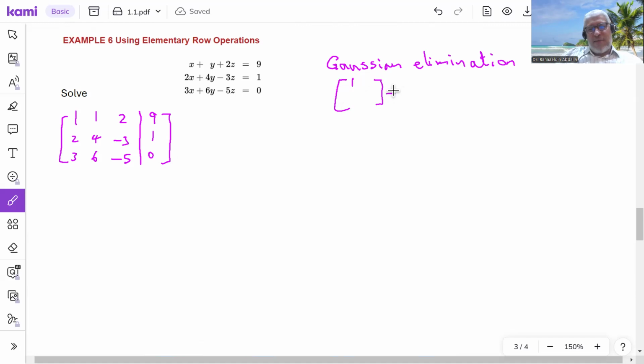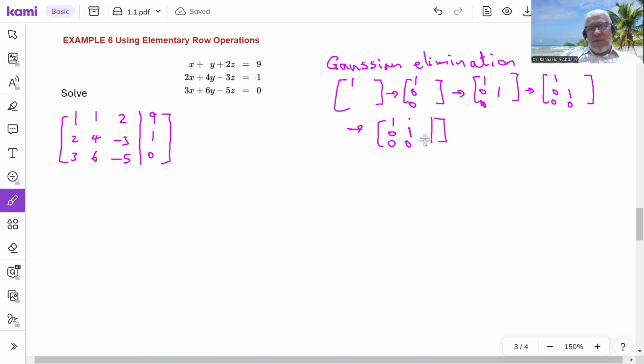So the Gaussian elimination says that the first number in the augmented matrix should be 1. Then use this one to make these numbers zeros. Now you finished the first column. The second column, make this number 1, and then make the number below it 0. And then the first column is finished, the second column is finished. Now make this number 1. This will be the last step in the Gaussian elimination method.